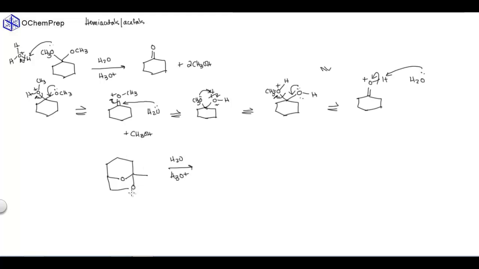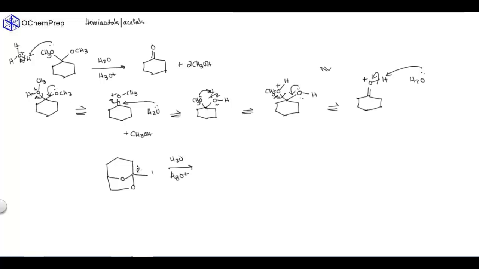I would pause the video right now, think about it, and then come back and I'll show you how to solve this if you didn't already. Or if you did, you'll see that you're right. Okay, I hope you paused, but here we go. This carbon right here is the carbon with the two O's. This is the carbon that's going to become the C double bond O.